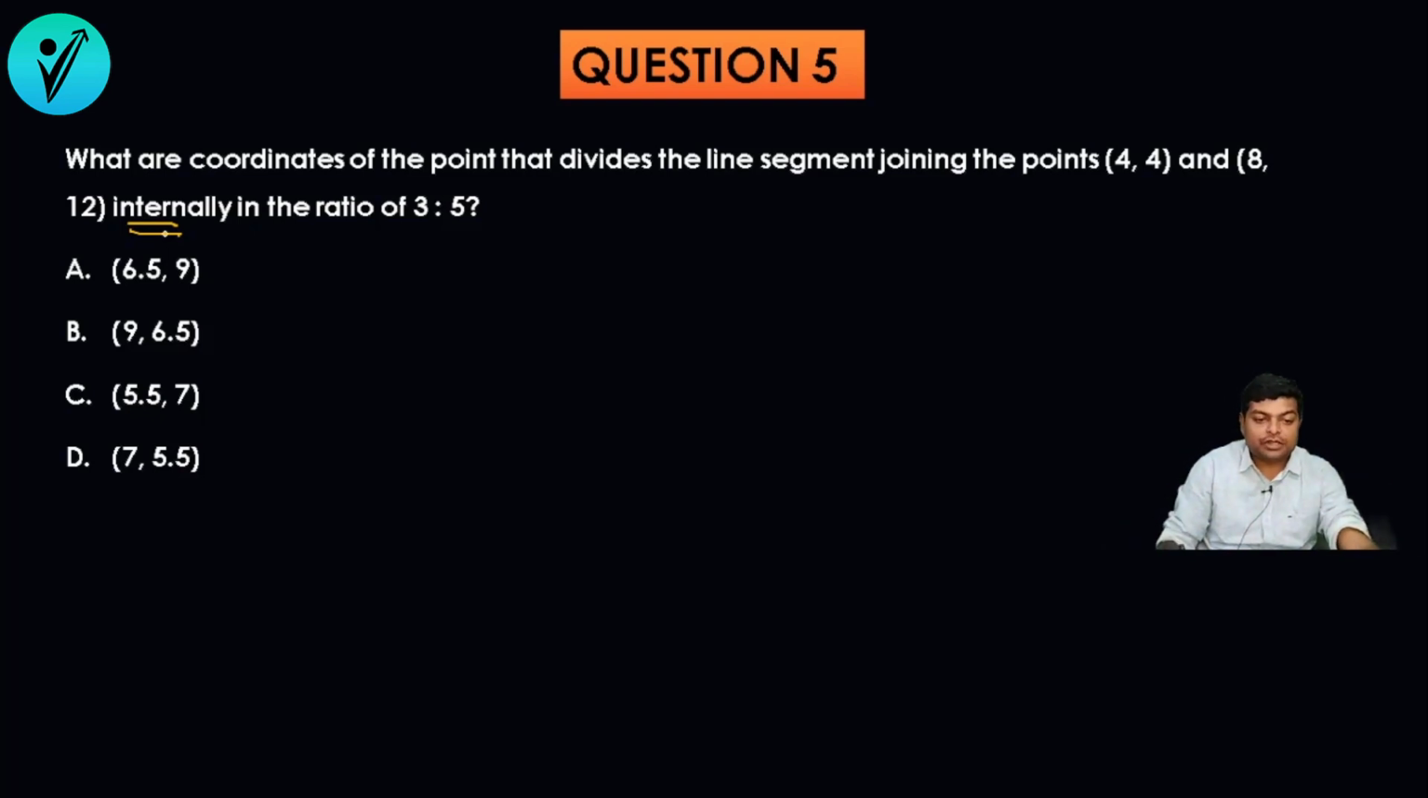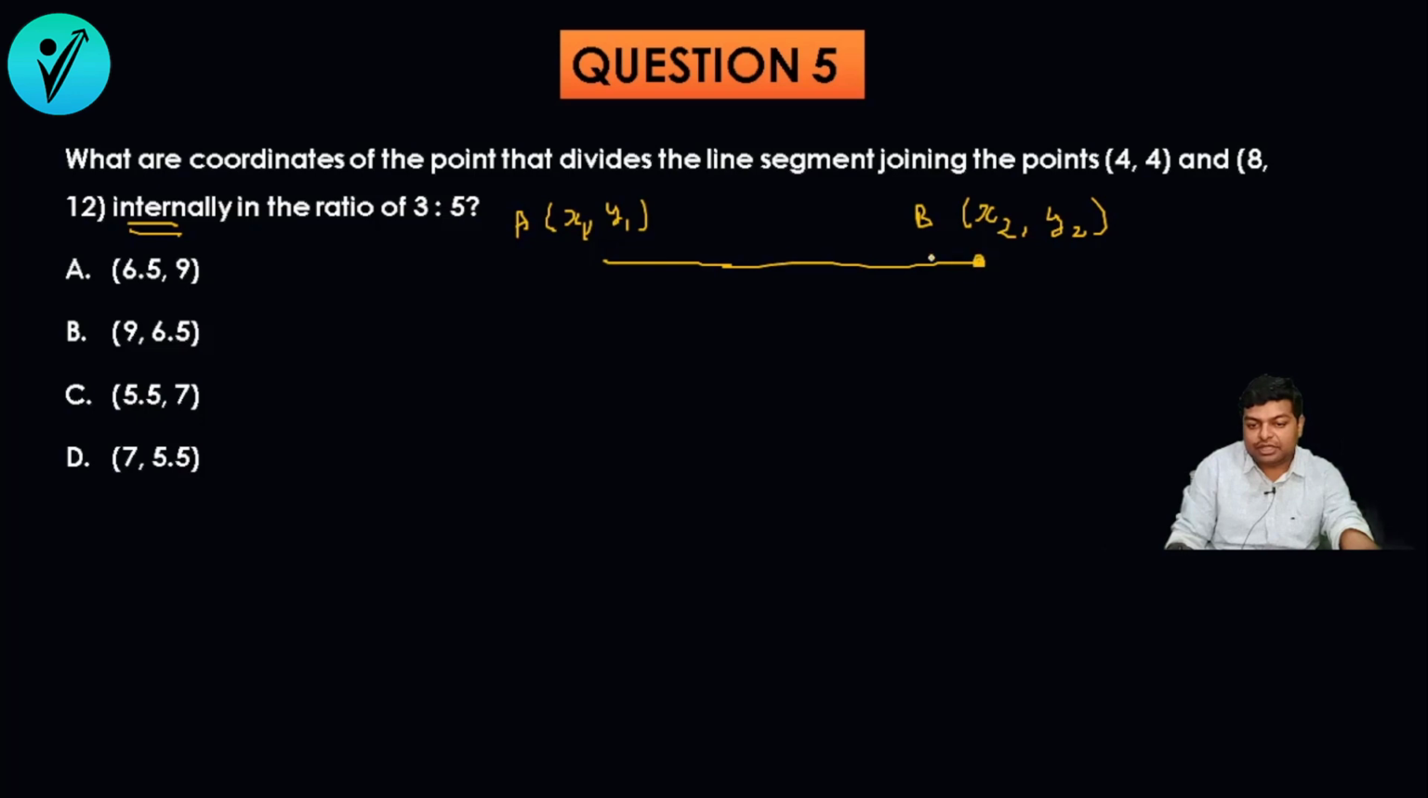Let's see. Suppose there are 2 points, okay, point A is x1 comma y1, and point B is x2 comma y2. If these 2 points are connected like this, and these points are divided in some ratio, and we have to get the value of x comma y, let the ratio be m:n.